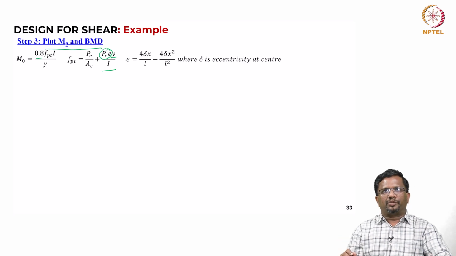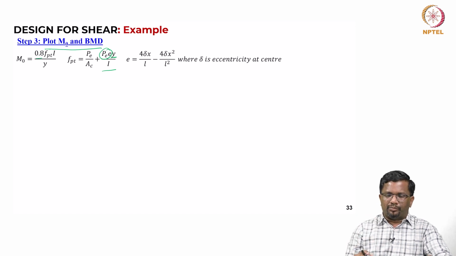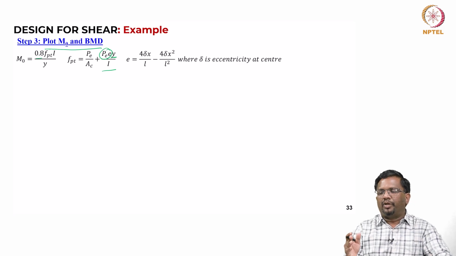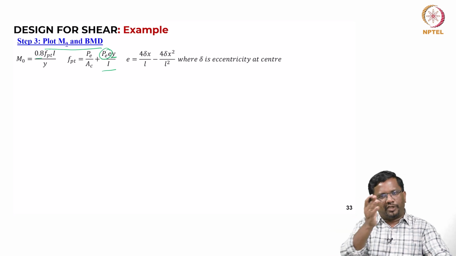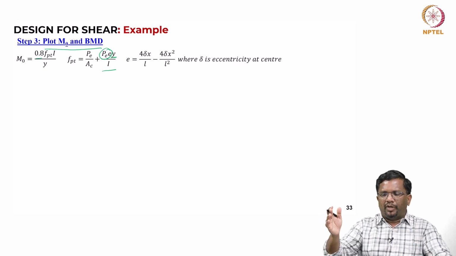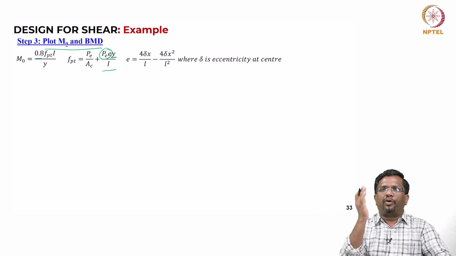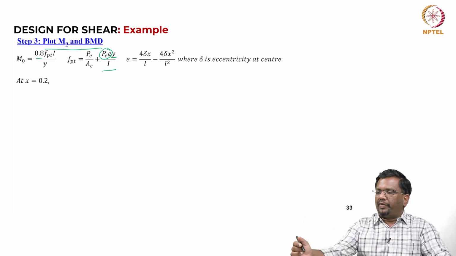So, if you substitute that, now what should be the eccentricity at a distance x? This is also something you have to make sure of. Now, we are doing the calculations at a section near the support. Depending upon your cable having a parabolic cable profile, the eccentricity of the cable will keep changing depending upon where you are taking the section and doing the calculation, right. So, that is why we need to do this.